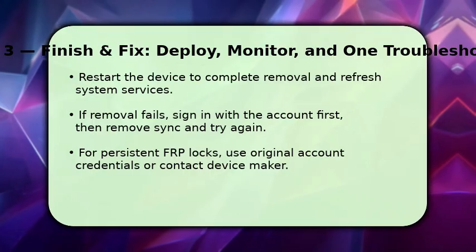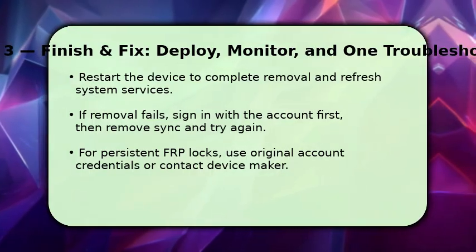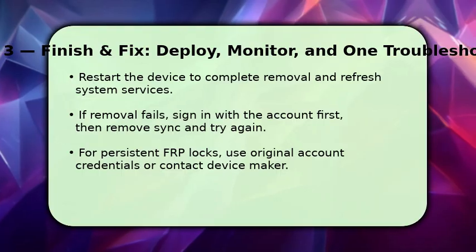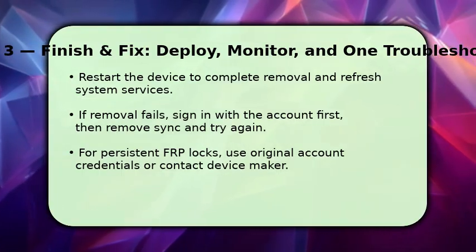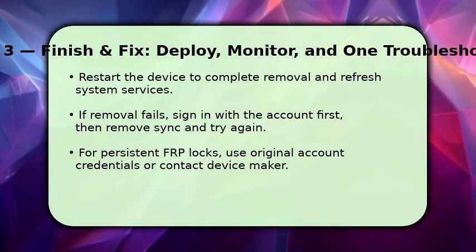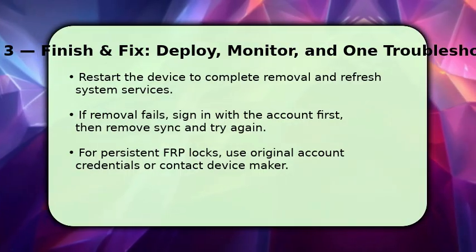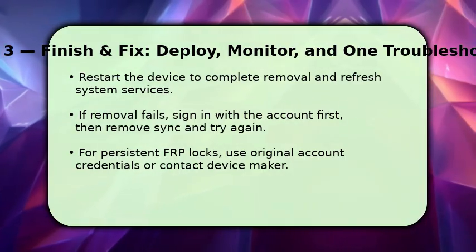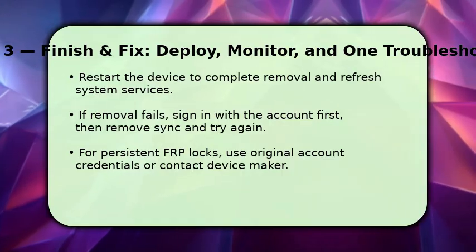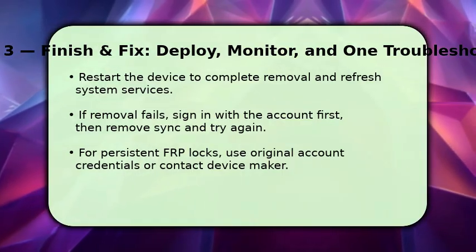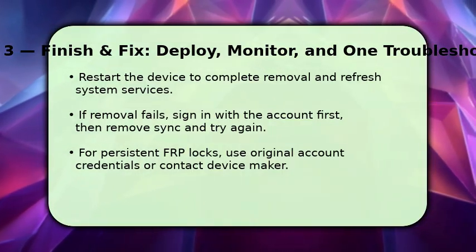If removal failed, sign back into the Google account on the device, disable all sync options, then attempt removal again. This often resolves sync lock issues. And if factory reset protection blocks you, your key troubleshooting step is to use the original Google credentials or reach out to the device manufacturer for FRP support.